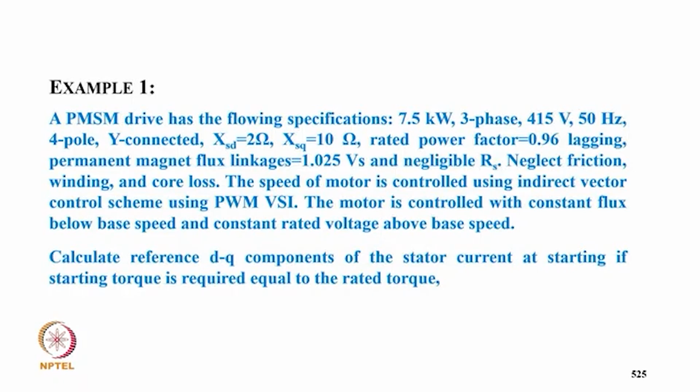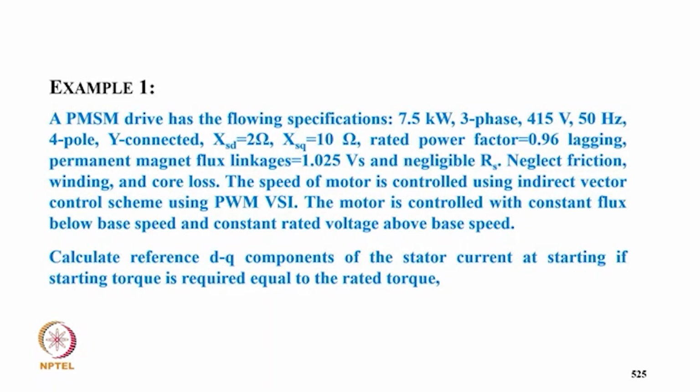Example 1: a PMSM drive has the following specification: 7.5 kilowatt, 3-phase, 415 volt, 50 Hz, 4-pole, star connected, Xd 2 ohm, Xq 10 ohm, rated power factor 0.96 lagging, permanent flux linkage 1.02 volt second, and negligible resistance, so neglect friction, voltage drop, and core loss. The speed of the motor is controlled using an indirect vector control scheme using PWM VSI. The motor is controlled with constant flux below base speed and constant rated voltage above the base speed.